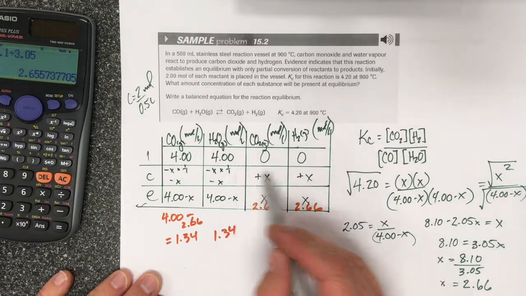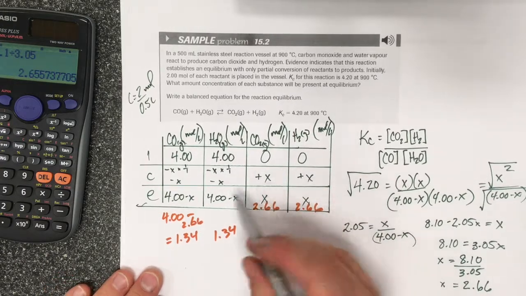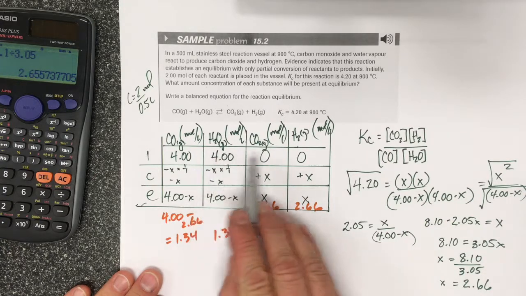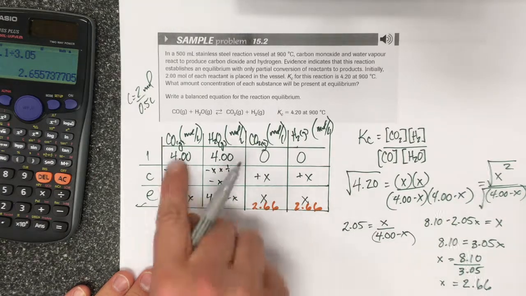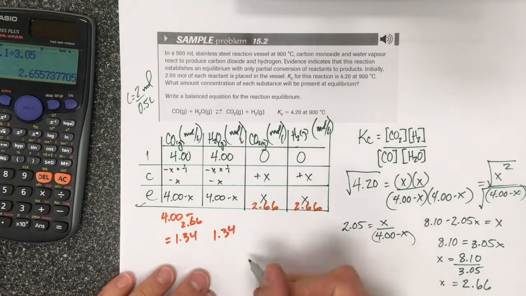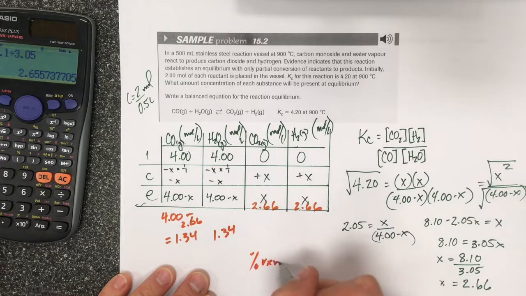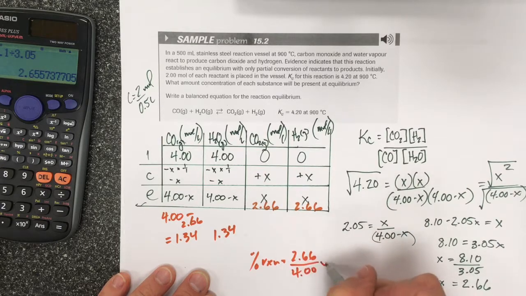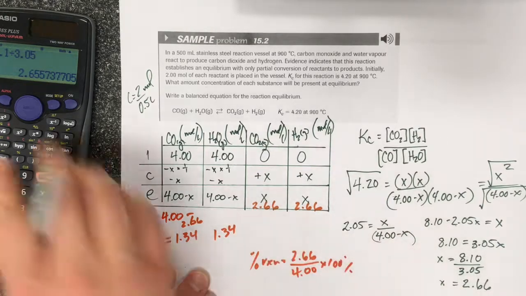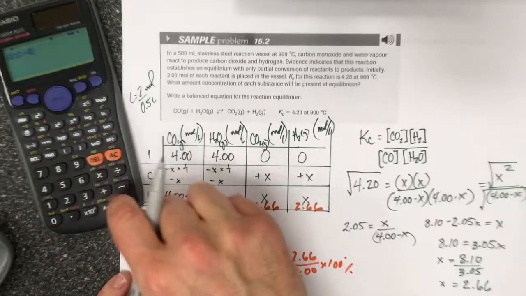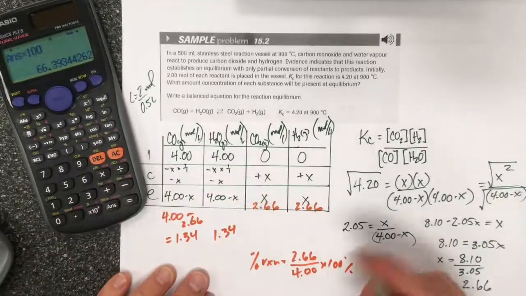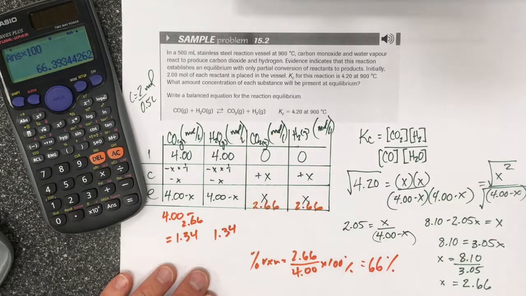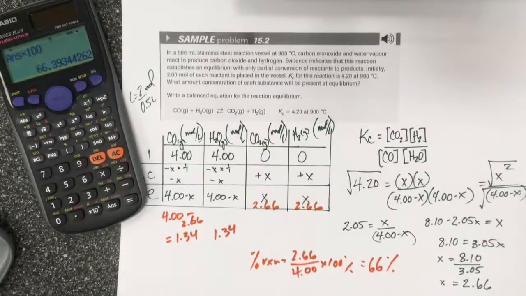The maximum possible yield for this would have been 4.00, because if the reactants had fully made the products, it would have been 4.00, because it's a 1-to-1 ratio and they're the same amount. So your percent reaction is going to be 2.66 divided by 4.00 times 100%. And that gives me 66% forward reaction. And so it favors the products.